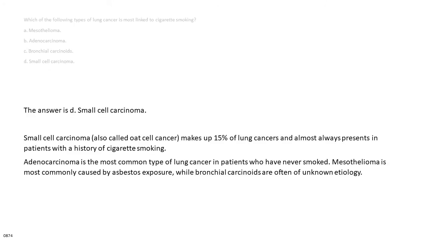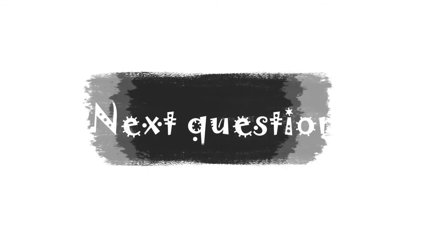The answer is D. Small cell carcinoma. Small cell carcinoma, also called oat cell cancer, makes up 15% of lung cancers and almost always presents in patients with a history of cigarette smoking. Adenocarcinoma is the most common type of lung cancer in patients who have never smoked. Mesothelioma is most commonly caused by asbestos exposure, while bronchial carcinoids are often of unknown etiology.